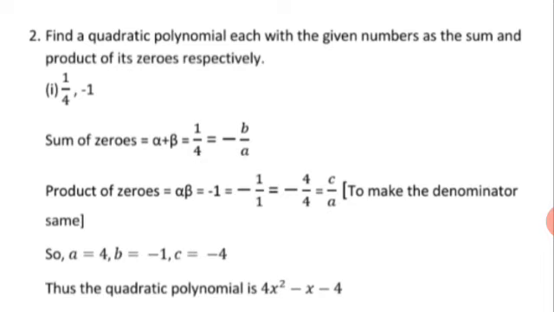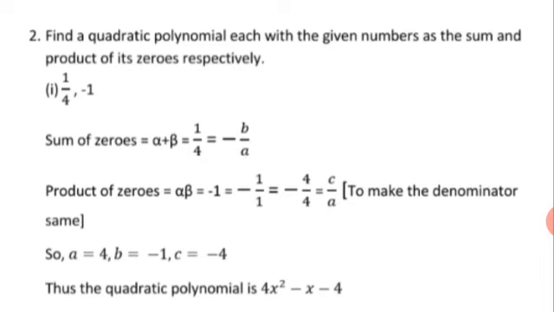In between certain steps, numbers are inserted. Let me tell you why. Alpha beta equal to minus 1. I can write minus 1 as minus 1 upon 1. Mathematically it is correct.